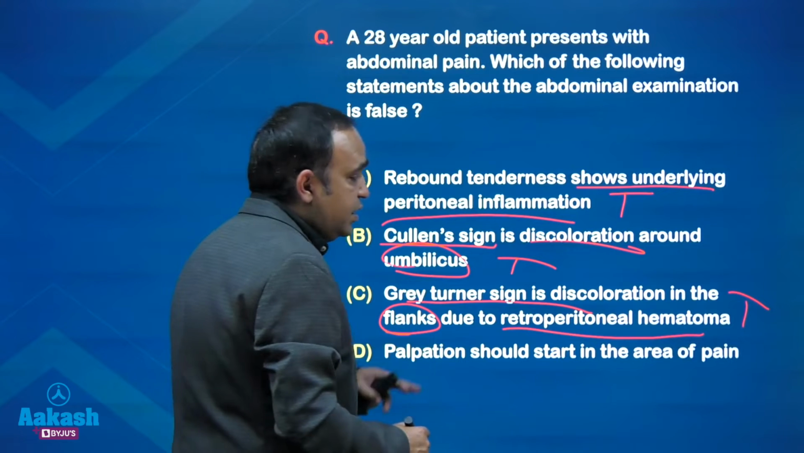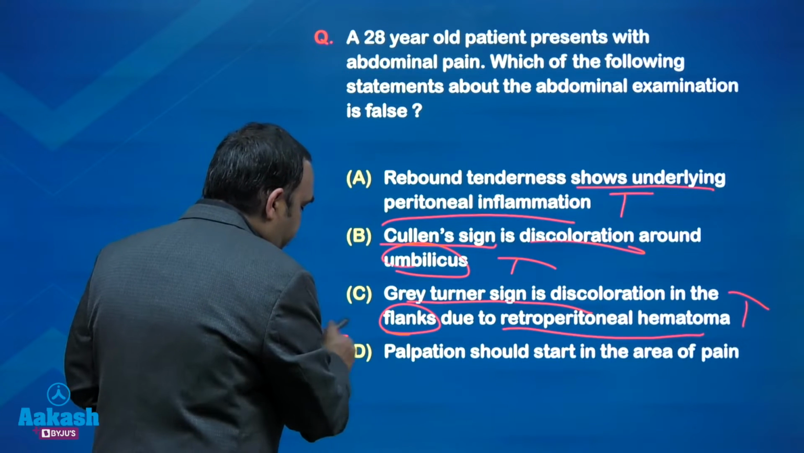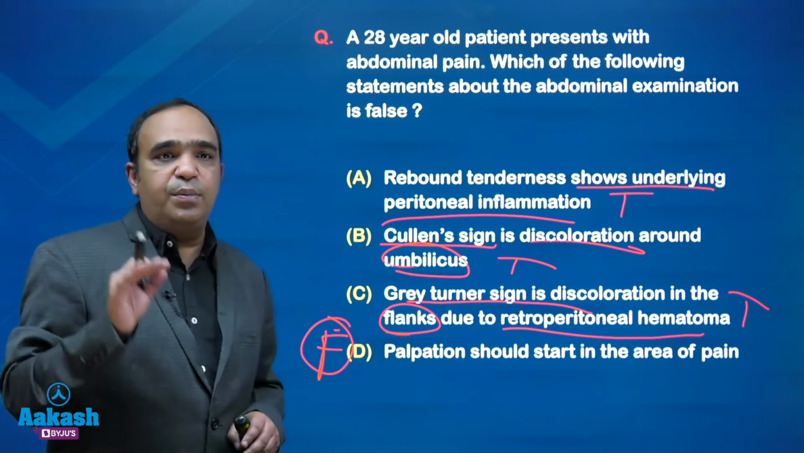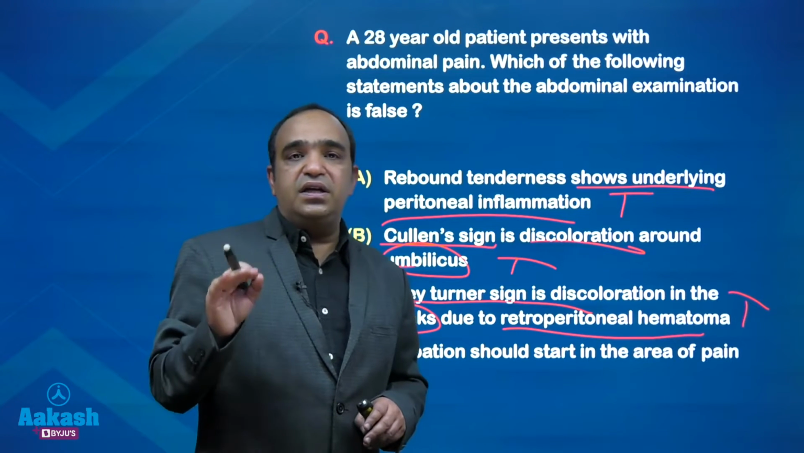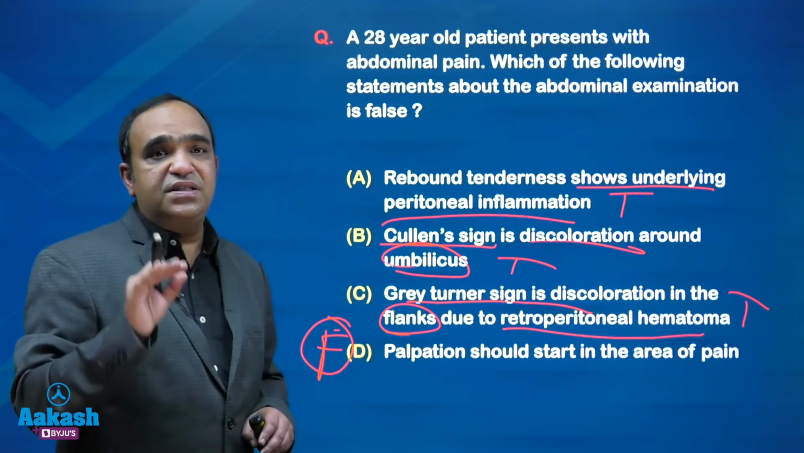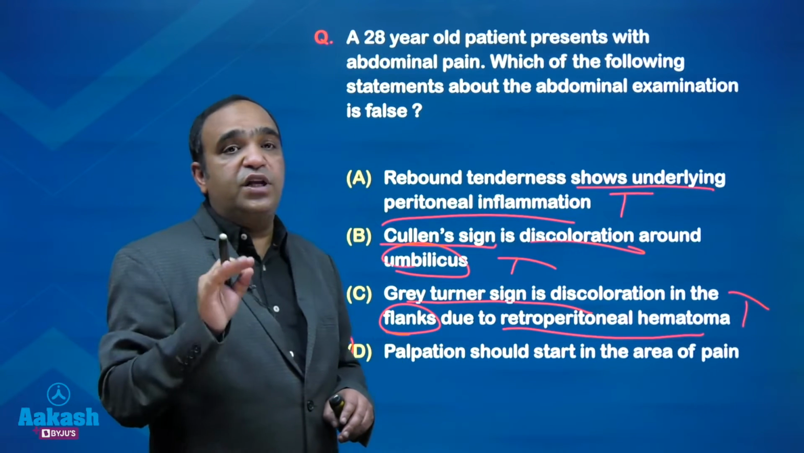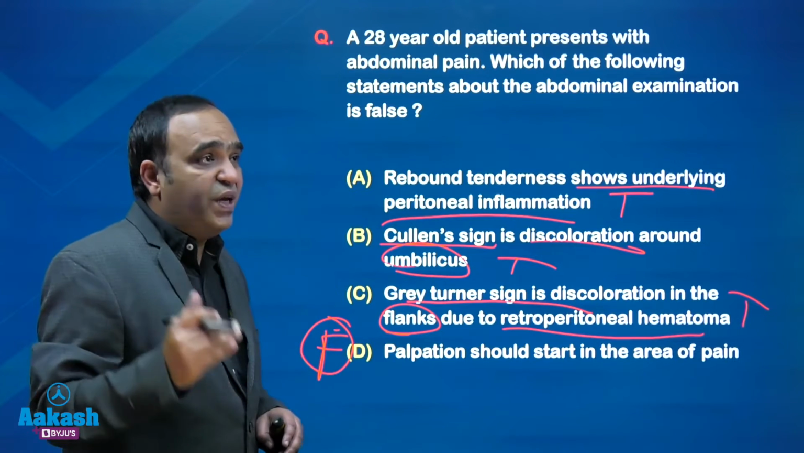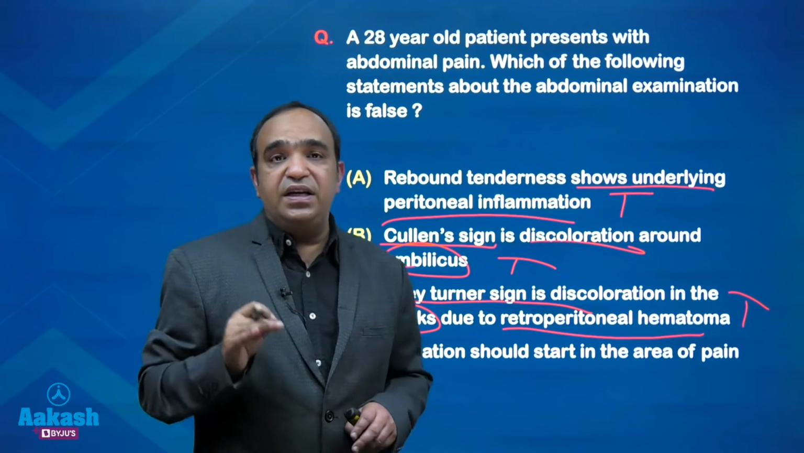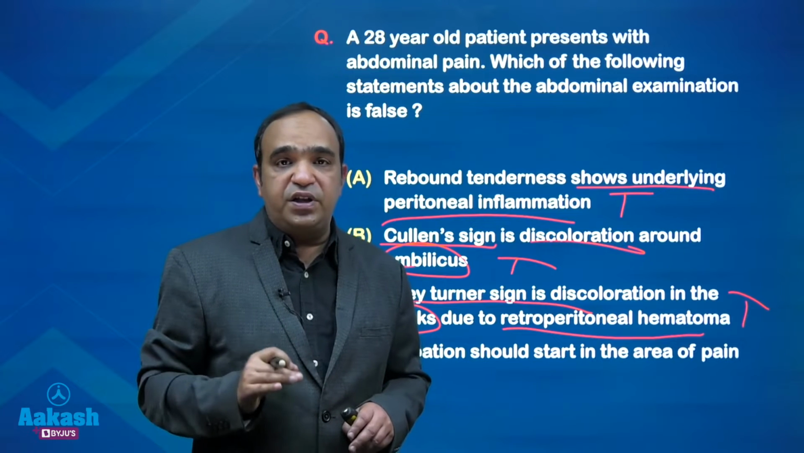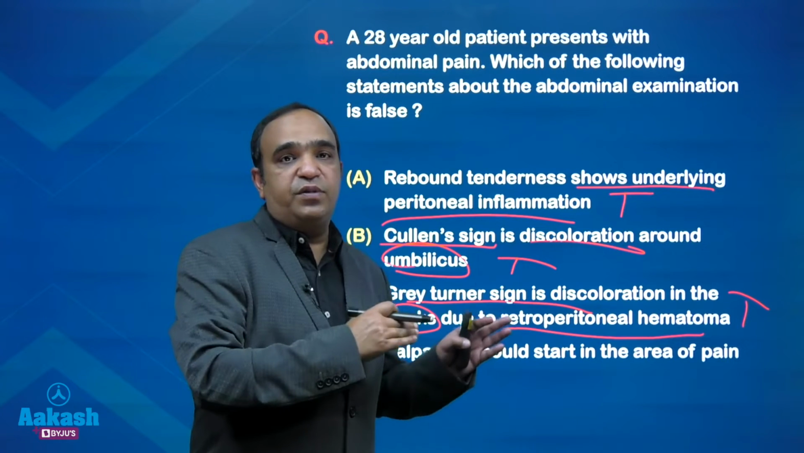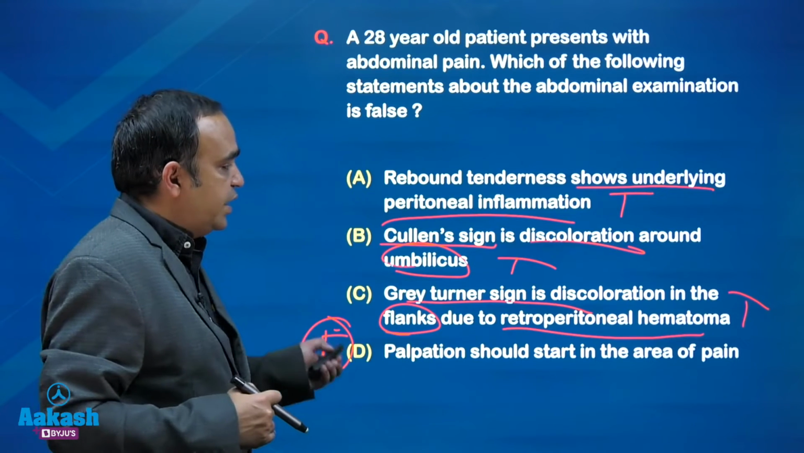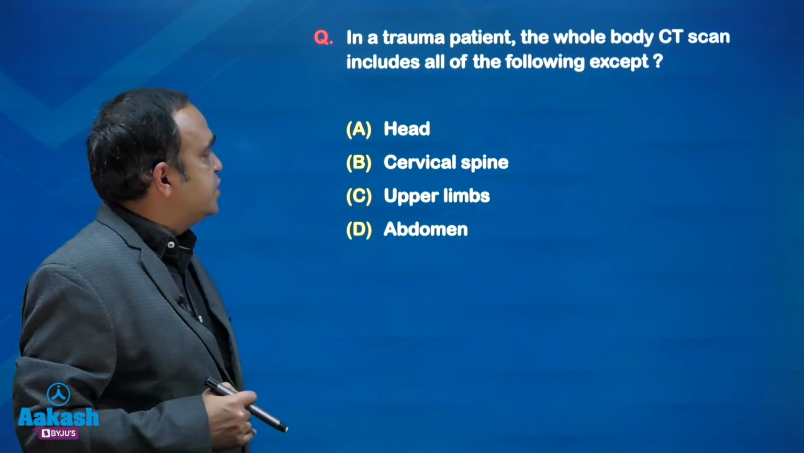Palpation should start in the area of pain, that's the false statement. This is a very common teaching. Examination of abdomen in a case of abdominal pain, you should always start from the virgin area, from the non-pain area, and then gradually proceed to the pain area. If the patient has pain in right iliac fossa, never start from the right iliac fossa, always start from the left iliac fossa and then gradually proceed towards the right iliac fossa. So that's a false statement.